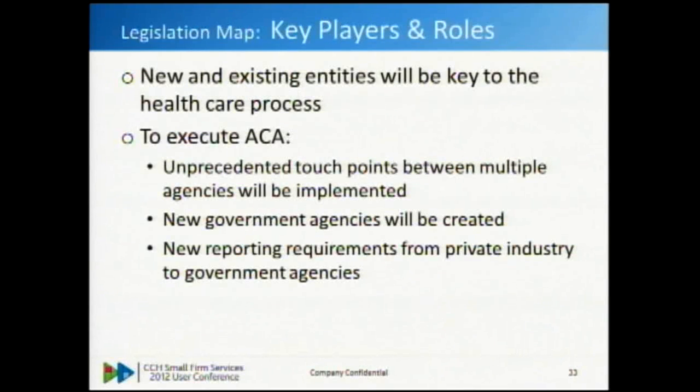Legislation map. The ACA is 50 pieces of legislation or tax legislation, but that's the tax component only. It is huge. It is broad, reaching across many different government and private agencies. So we're going to see the new and existing entities are going to be key to the process. They're going to interact in unprecedented touch points. There will be more data and validation exchanges going on behind the scenes than have ever happened before. Those systems are in the process of being built right now and sorted out between all of the key players.